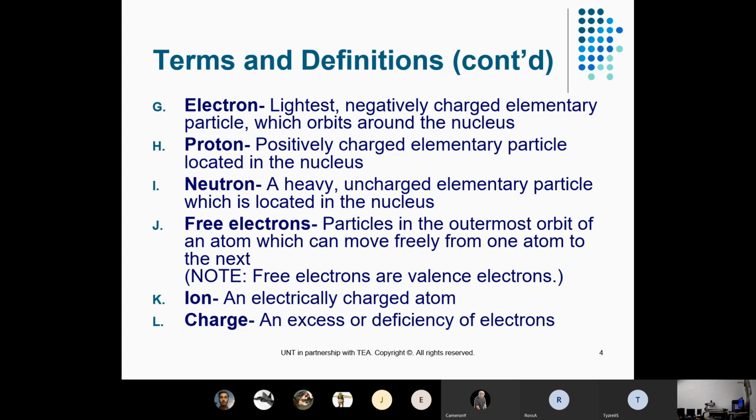An ion is an electrically charged atom. And the charge is either an excess or a deficiency of electrons, depending on what we're looking at as far as the atom is concerned.